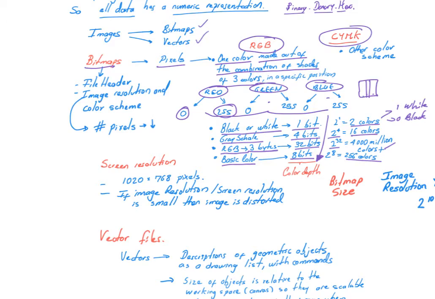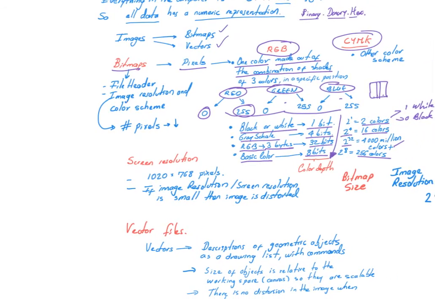Now, bitmaps, they have information obviously about the different pixels and the position of the pixels, right? That's important. In a pixel, we have a specific position and a color. But in order to know what a bitmap is in total, where a bitmap file is, we need the file header, which has the information about the image resolution and the color scheme. So the color scheme might be, for example, RGB, and the image resolution is the number of pixels that we have for horizontal and for vertical lines. Okay.